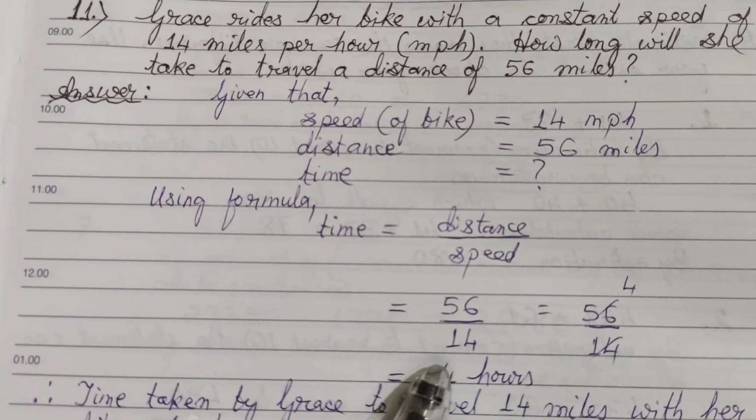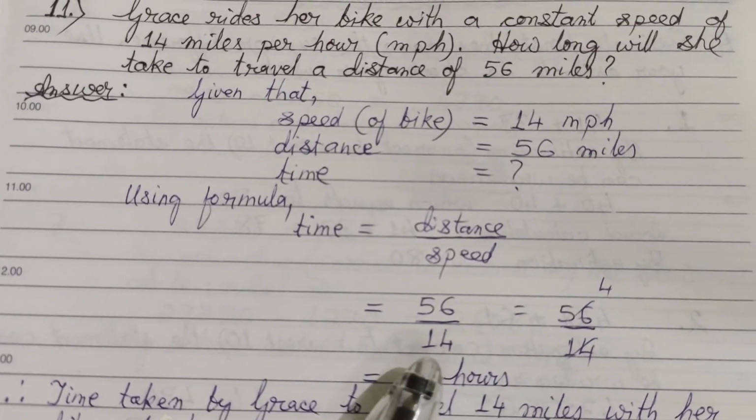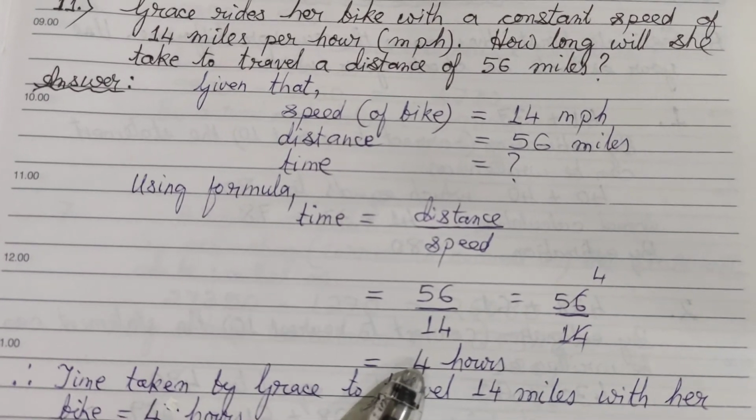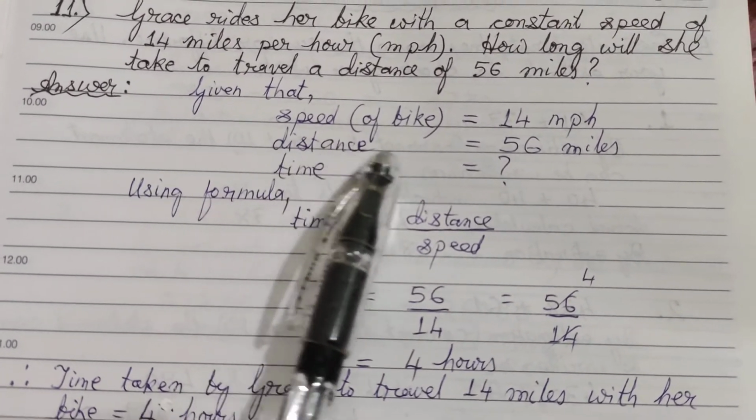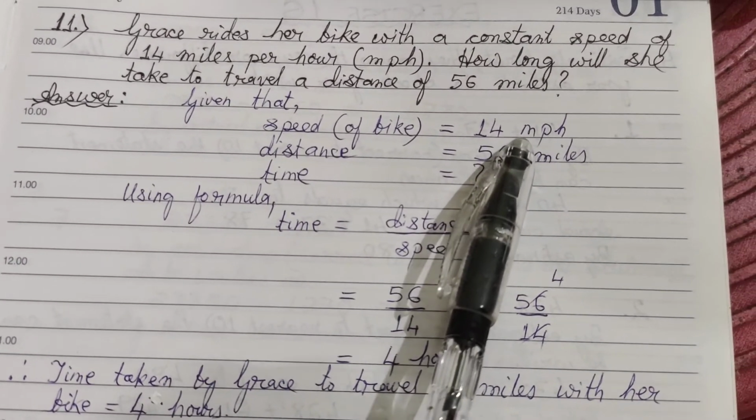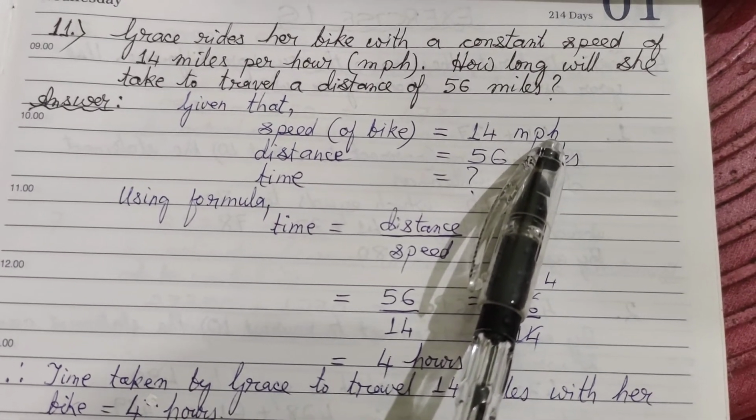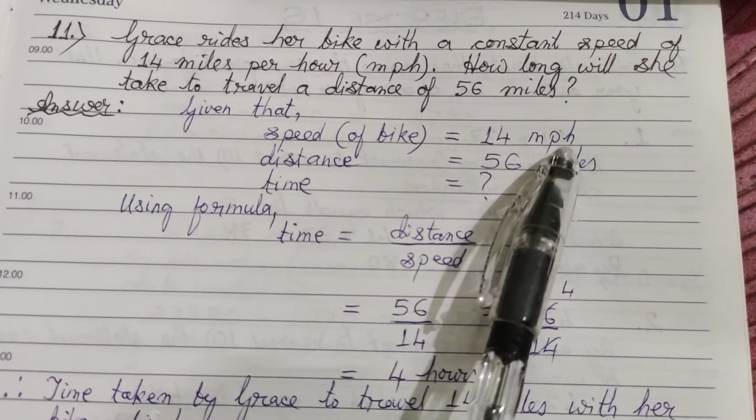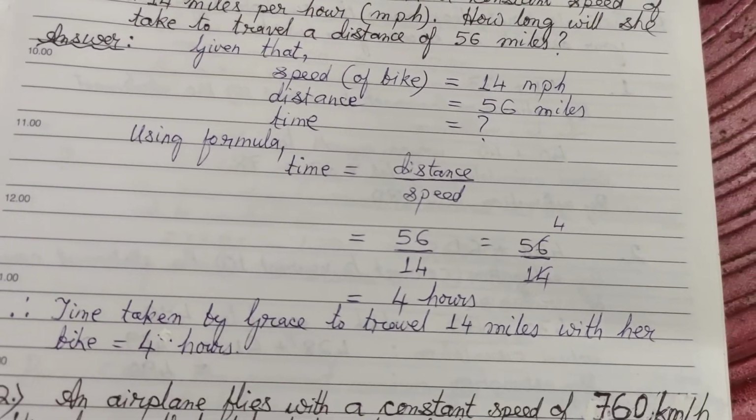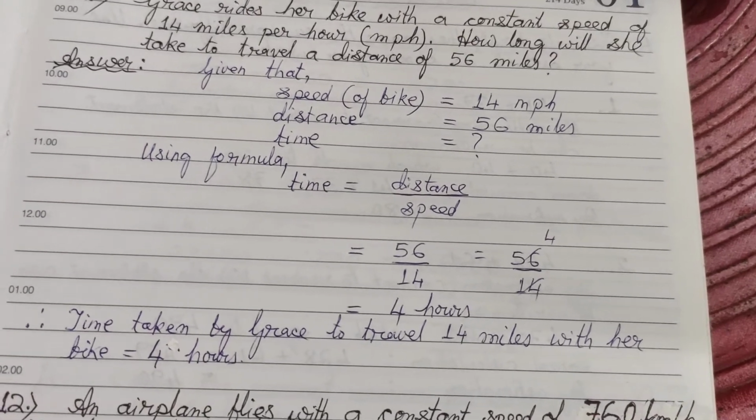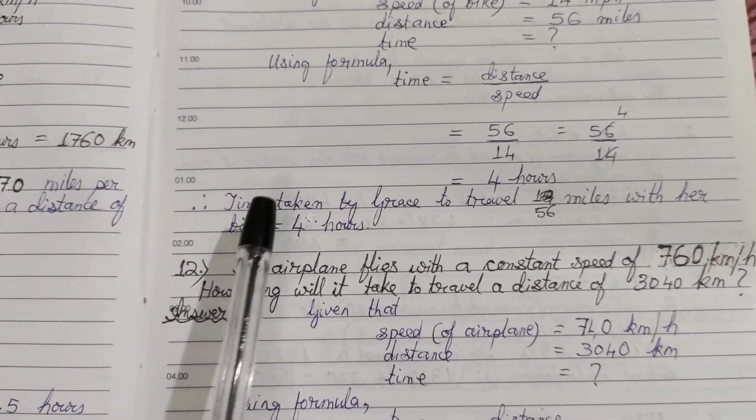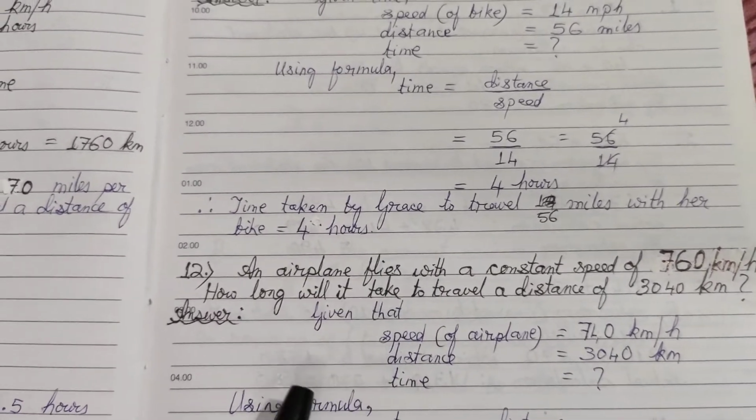Distance 56, speed 14. If you know the 14 table, 14 4s are 56. So 4. Now the question is, what will be the unit? 4 what? For that you need to check the speed. In this one, miles per h. What does h stand for? Hour. So hour is the unit of time. So our unit will be 4 hours. So to travel 56 miles, time taken by Grace is 4 hours.